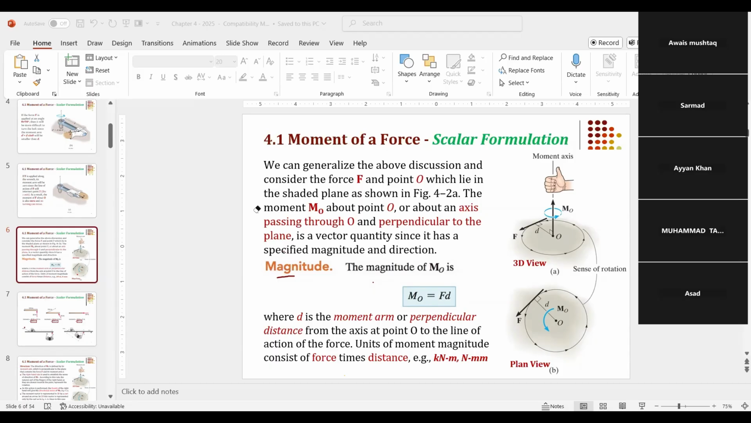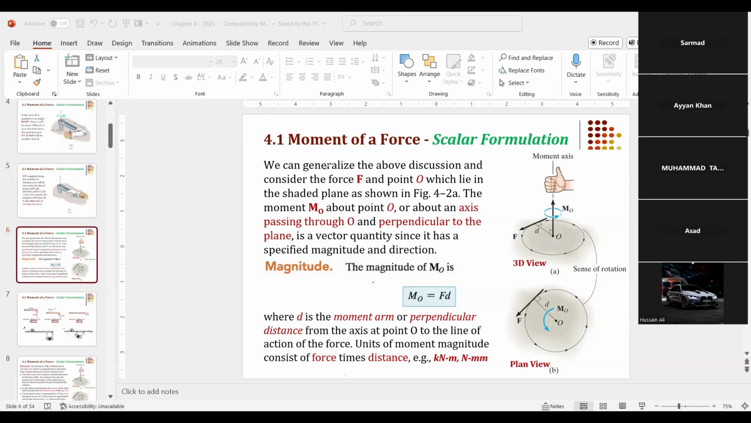Okay, now here we have the scalar formation of moment. As I said, the moment may be clockwise or counterclockwise. So whenever we mention the moment, we always tell whether it is clockwise or counterclockwise. There is another way of specifying the sense of moment, and that is with the right hand. You may have studied the right hand rule. So both ways you can specify the moment. Okay, let me read this for you first.